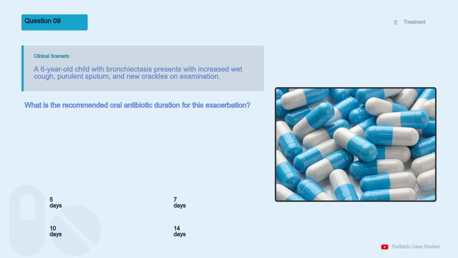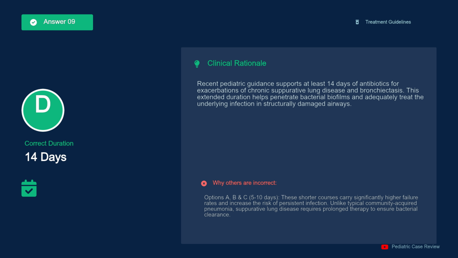Appropriate antibiotic duration is crucial for successful eradication of infection in children with bronchiectasis. Exacerbations require longer treatment than typical community-acquired pneumonia due to underlying airway disease. The correct answer is D, 14 days. Recent pediatric guidelines support at least 14 days of antibiotics for exacerbations of chronic suppurative lung disease and bronchiectasis.